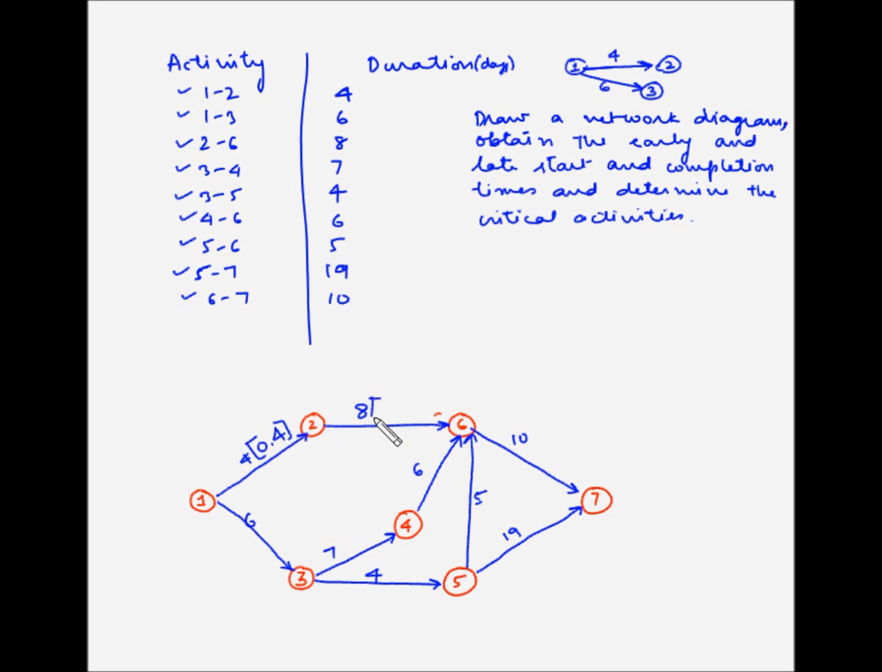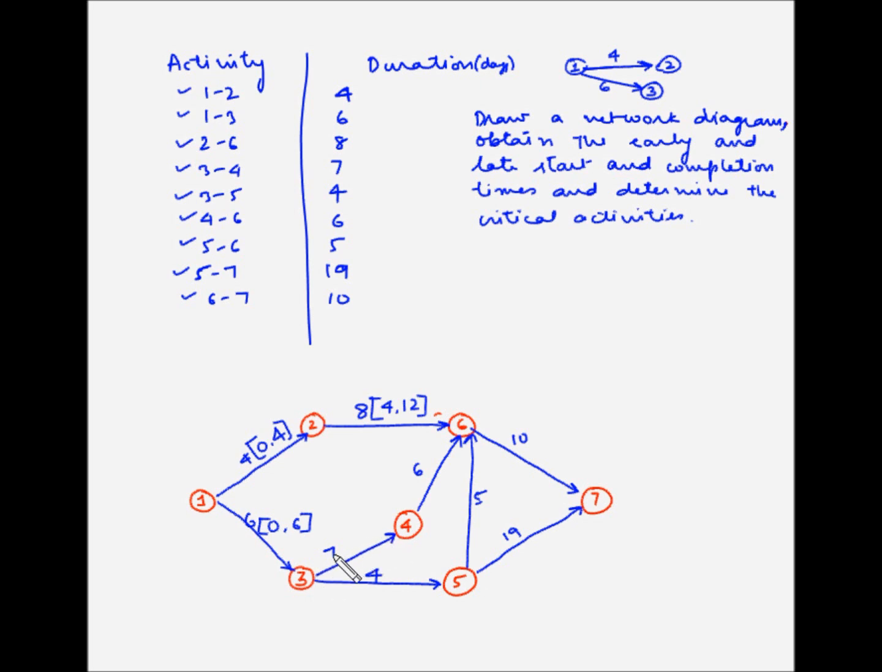So 2-6 can start only on the 4th day and it has a duration of 8 days. So 4 plus 8, which is 12. So 12 becomes the early finish time. Activity 1-3, this can also start on the 0th instance because there is no preceding activity and it takes 6 days, so the earliest finish time would be 6.